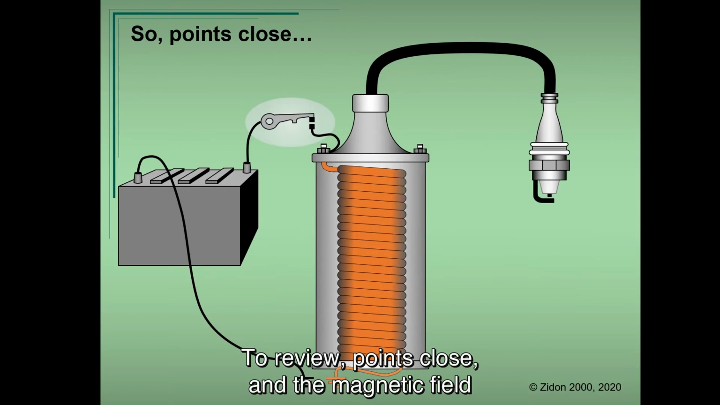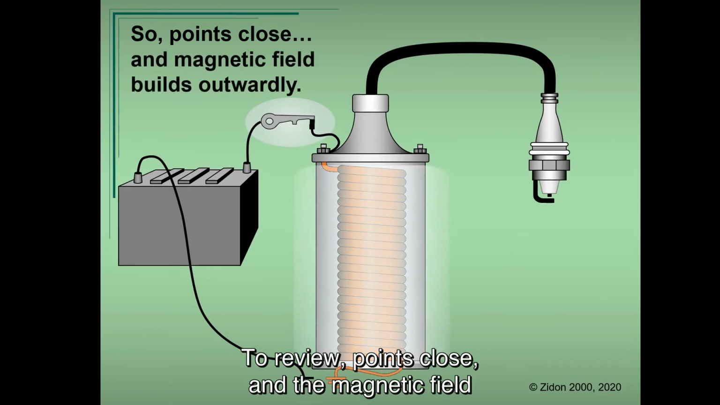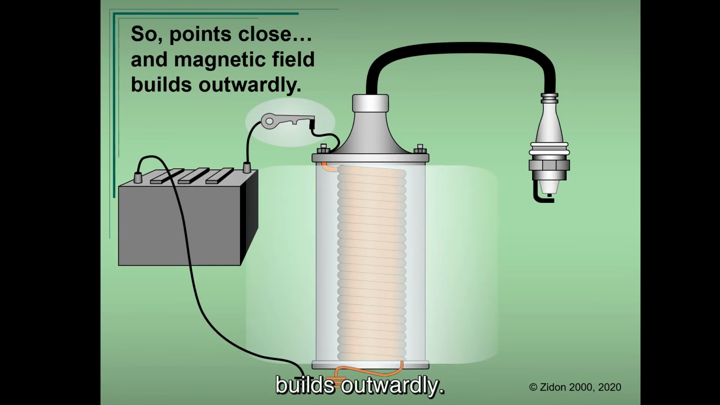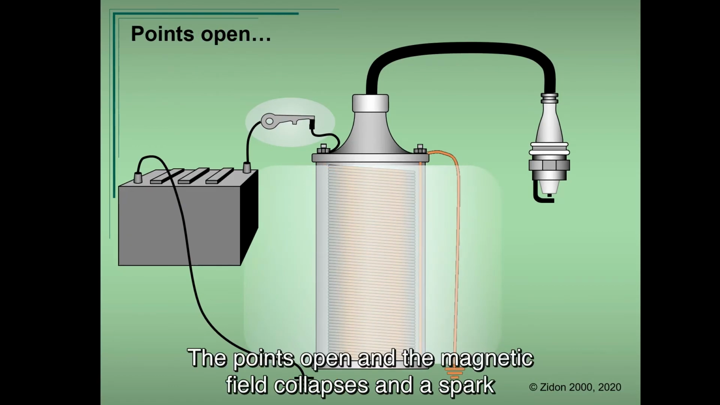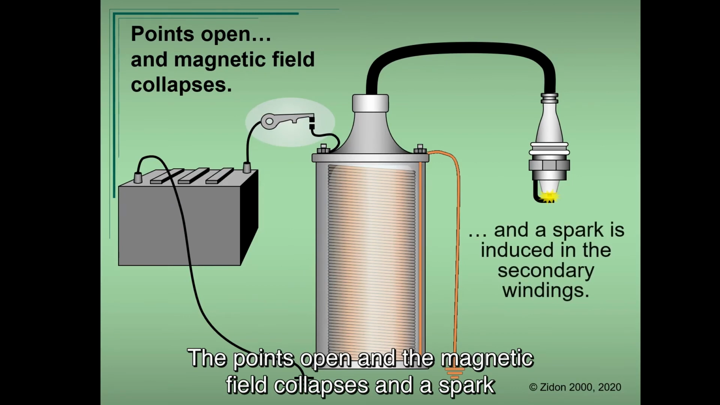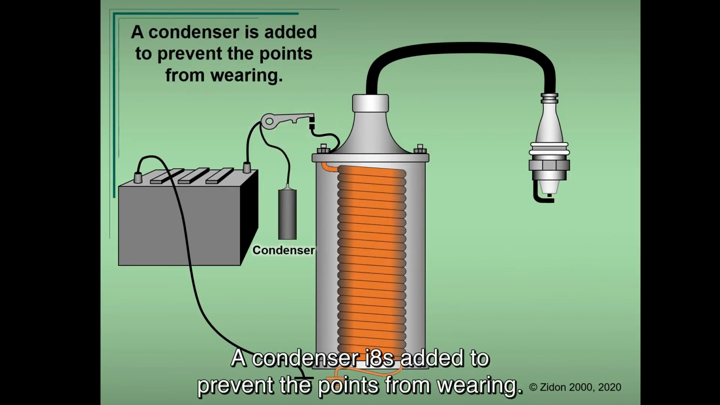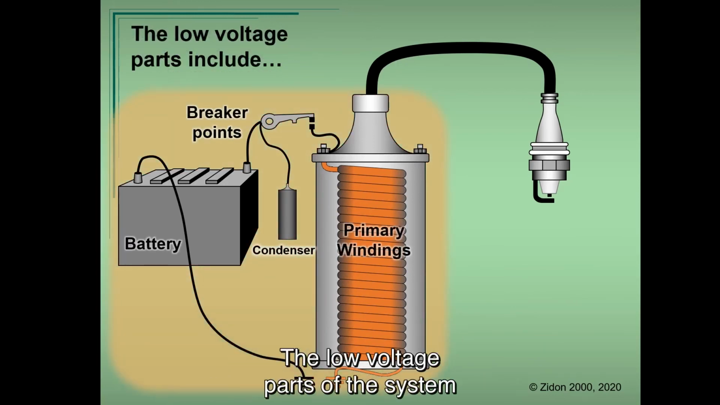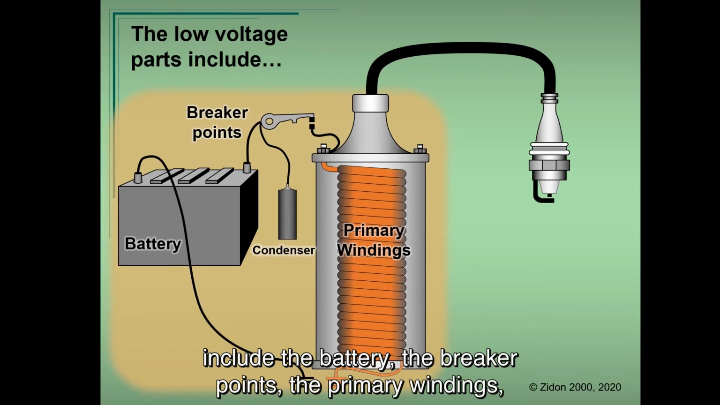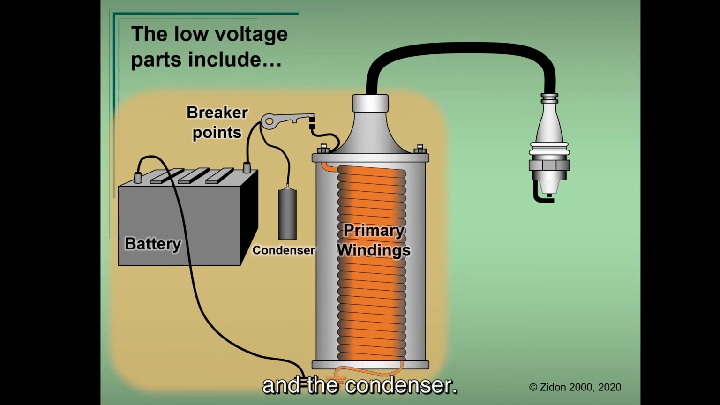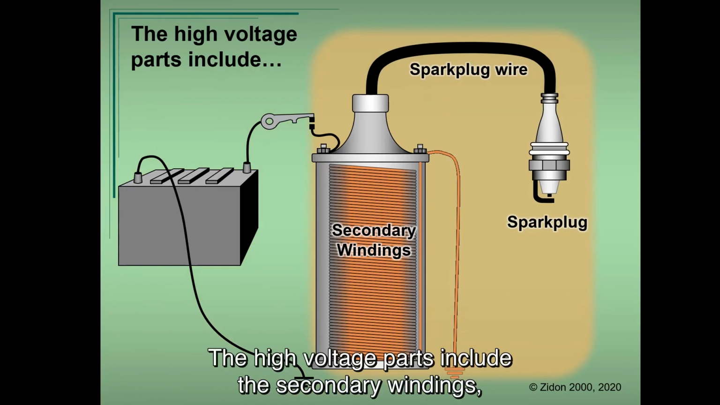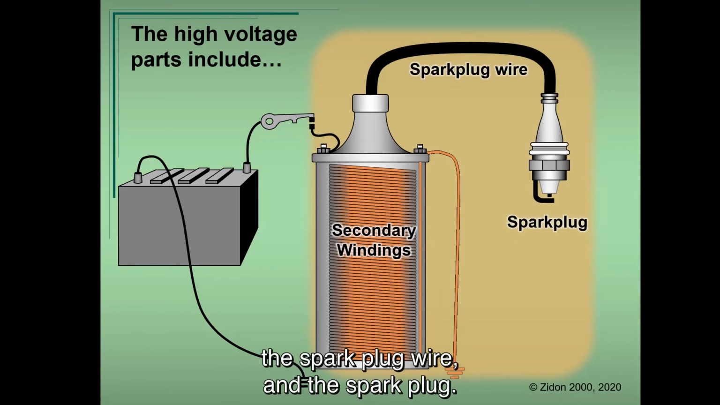To review, points close, and the magnetic field builds outwardly. The points open, and the magnetic field collapses, and a spark is induced in the secondary windings. A condenser is added to prevent the points from wearing. The low voltage parts of the system include the battery, the breaker points, the primary windings, and the condenser. The high voltage parts include the secondary windings, the spark plug wire, and the spark plug.